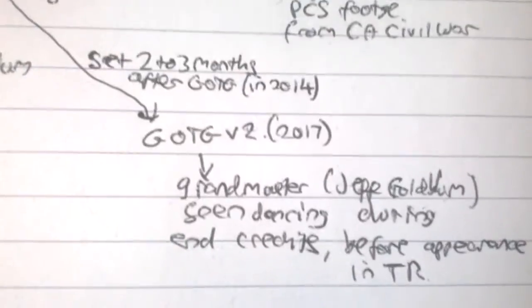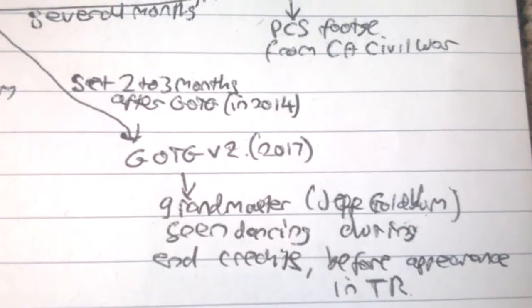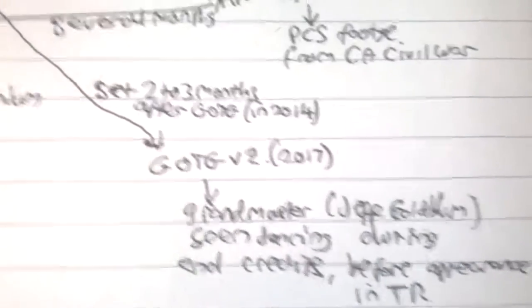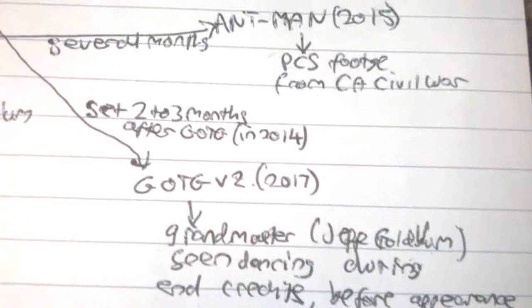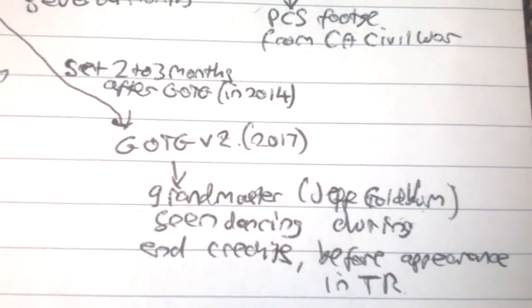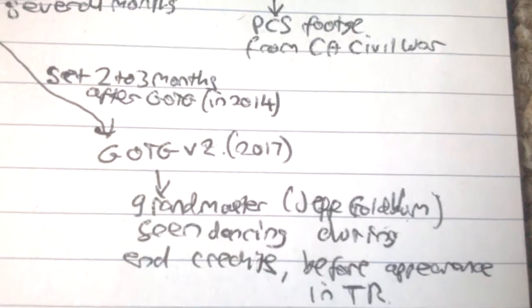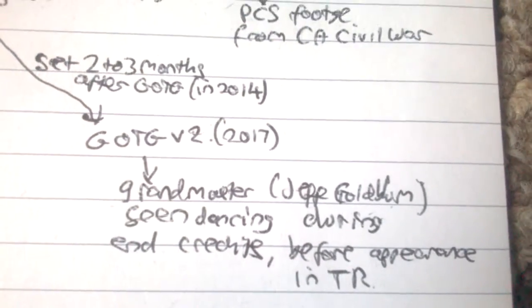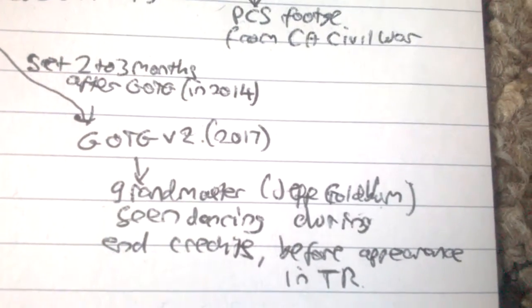Then I included Guardians of the Galaxy Volume 2 on this page instead of with the other Phase 3 films because it's set 2 to 3 months after the first one, so that's still in 2014. The Grandmaster, aka Jeff Goldblum, from Thor Ragnarok, is seen during the end credits dancing before his appearance in Thor Ragnarok.